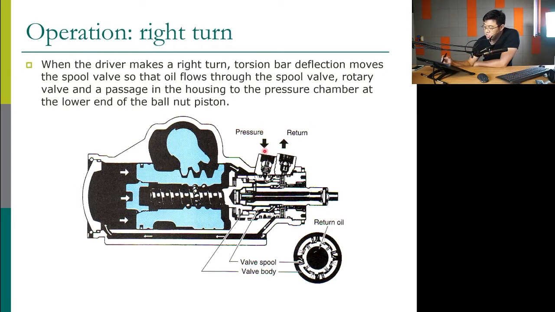Okay, for right turn it will be reverse. The pressure, instead of going in here, will go out there along this tube, and push the piston or push the nut. The nut will move this way, the wheel will turn, and then the return on the other side will go back to the valve, and the valve will send it back to the pump, like that.